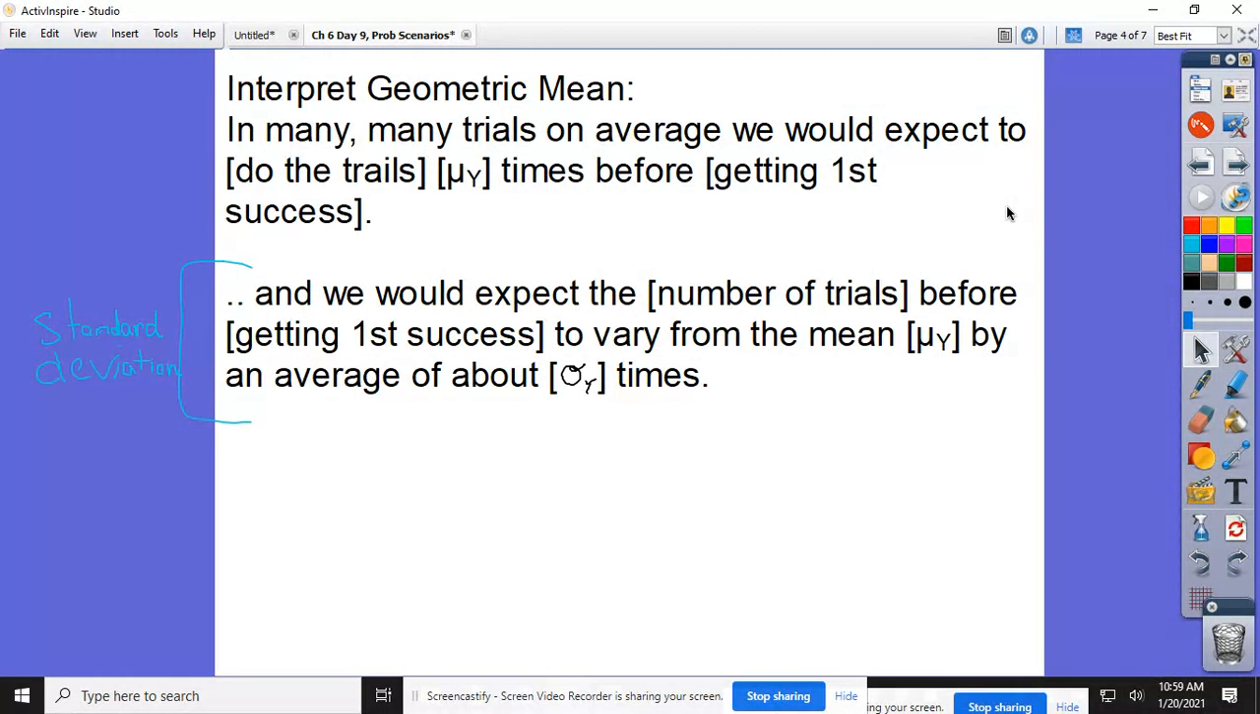So definitely expect this on your test, obviously. With both of them, you have to interpret it.